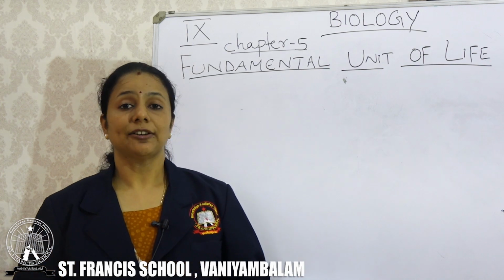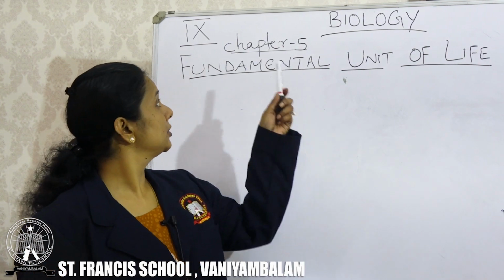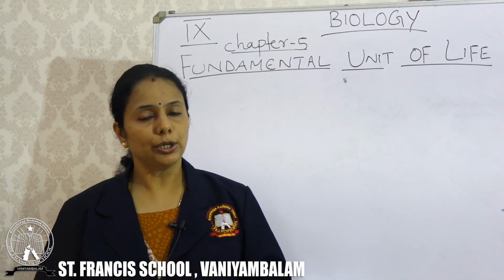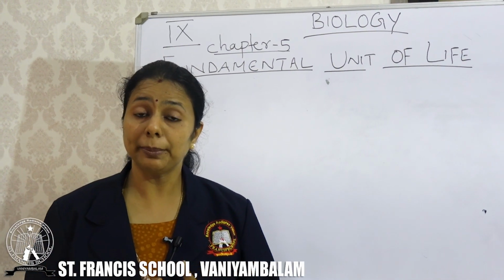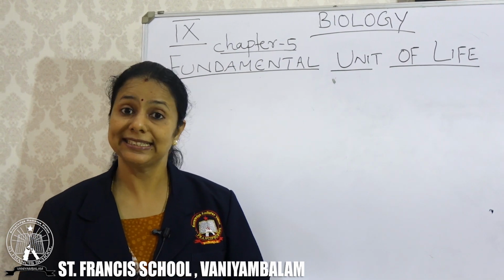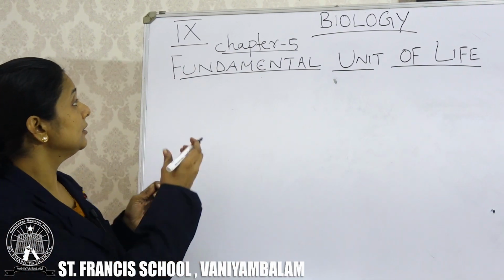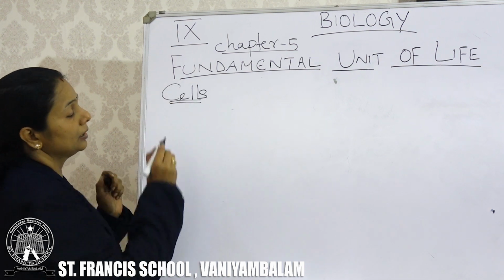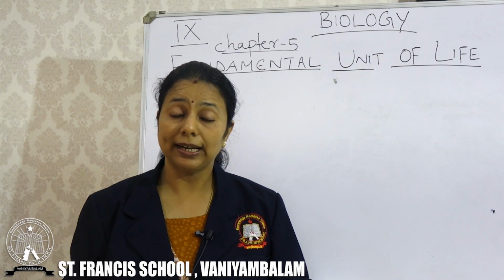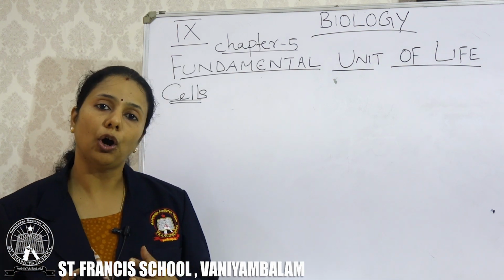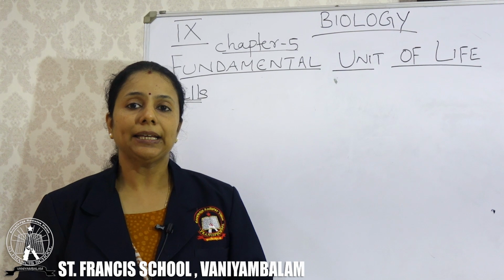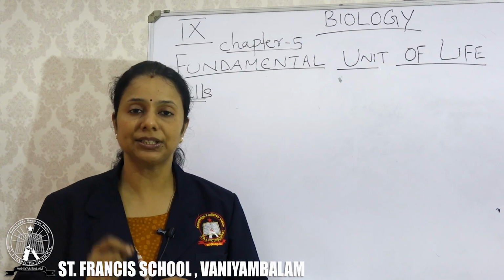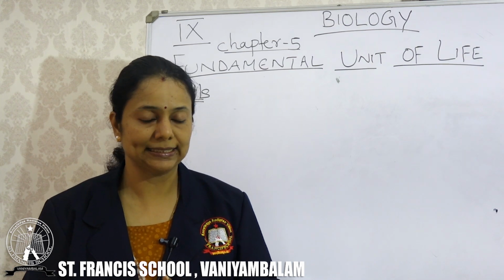Today we are discussing the first chapter in biology, chapter 5, fundamental unit of life. As you all know, what is the fundamental unit of life? Yes, cells. So cells are the fundamental units of life. Cells are the basic structural and functional unit of all living organisms. And all living organisms are made up of these tiny structures which are called cells.